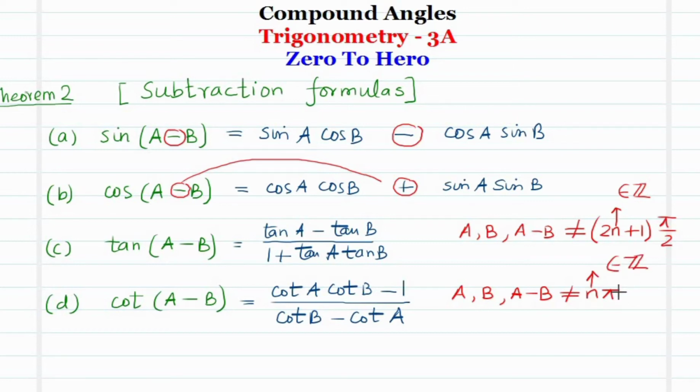Moreover, there is one point that we should keep in mind. In case of cot, B will come first, cot B minus cot A, and it is not equal to cot A minus cot B. If anybody writes this, it will become a wrong statement. So it is cot B minus cot A and not cot A minus cot B. So this is about the various formulas that we need to remember.